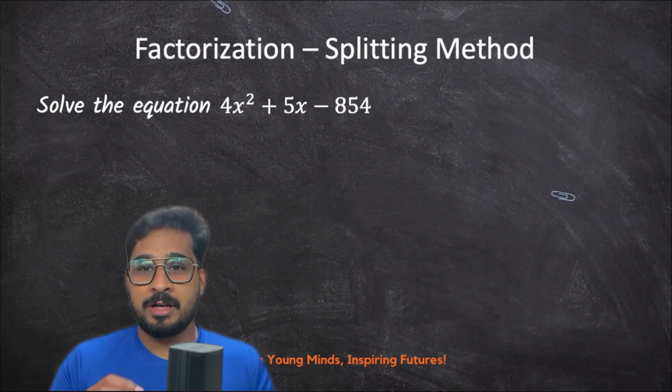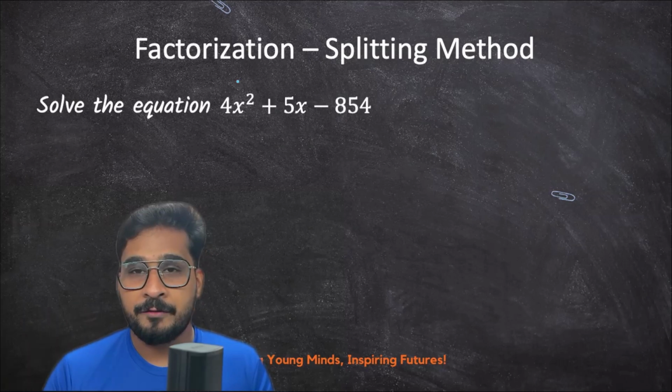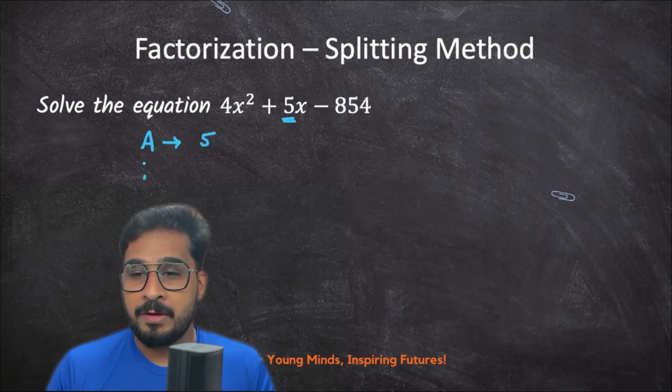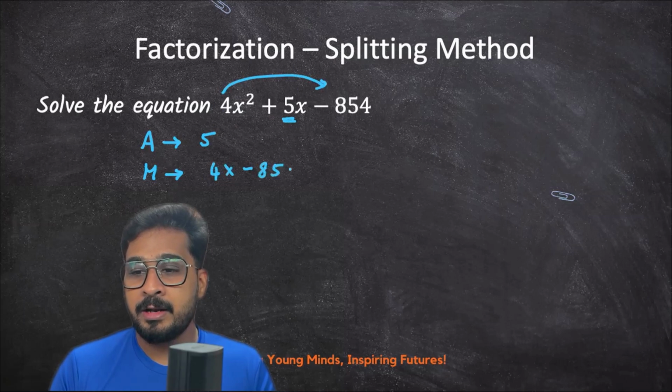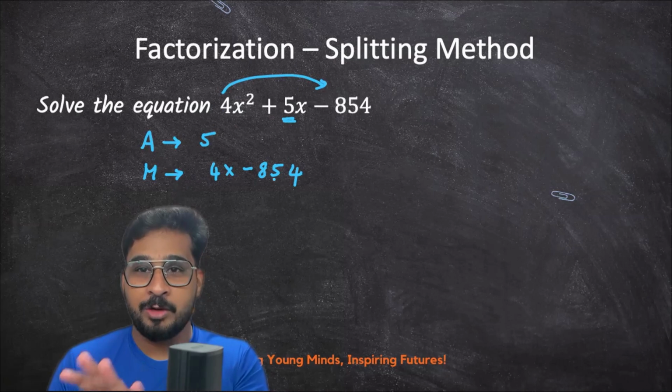Let us say they gave the question: solve the equation 4x square plus 5x minus 854 is equal to 0. The first step is to write: when we add, we need to get this term 5. When we multiply, we need to get 4 into minus 854. Do not multiply 4 into 854. I will tell you an easy method.